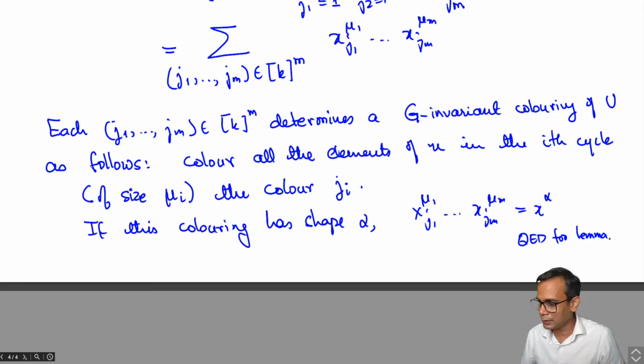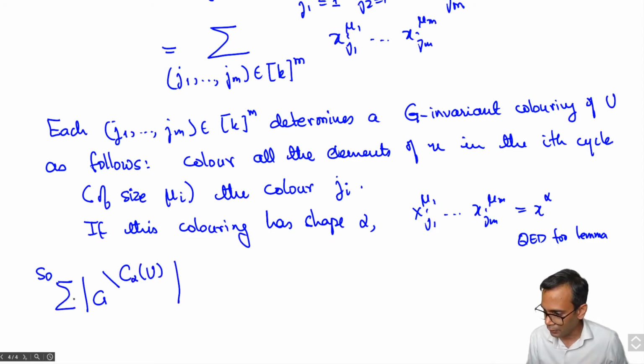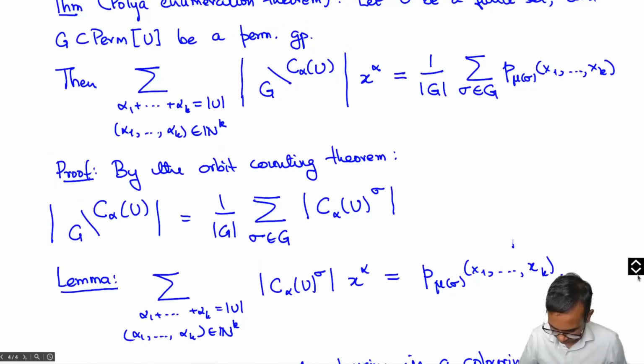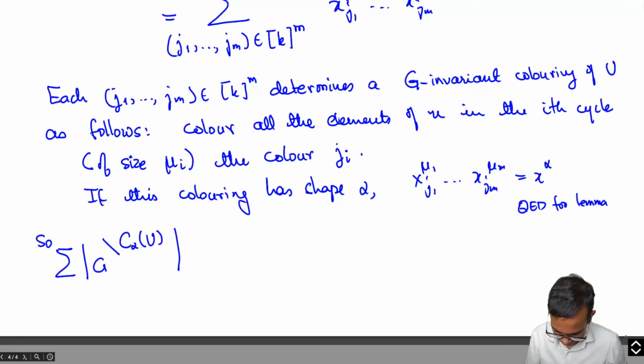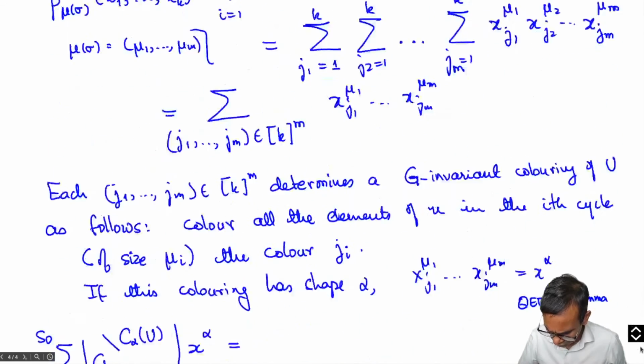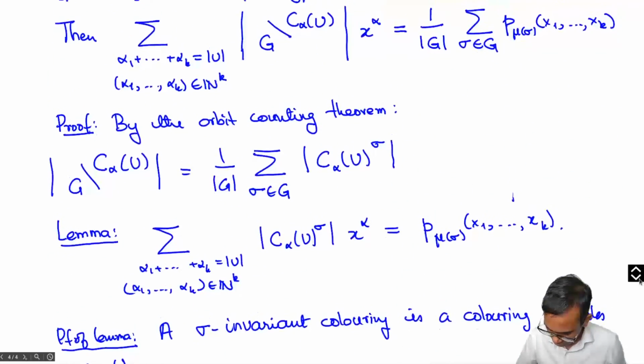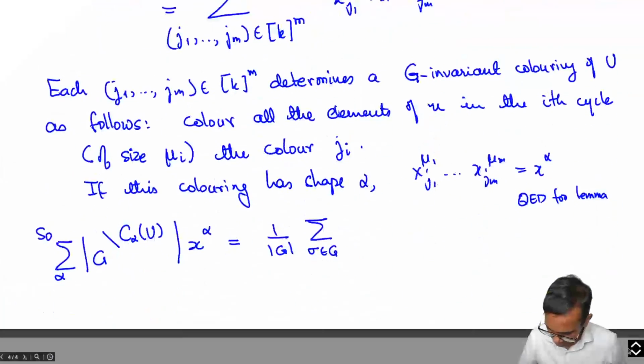And now the Polya enumeration theorem is easy. What we get is the sum over alpha of the number of orbits C alpha of G acting on colorings of U, times x to the power alpha, is equal to, and so we've already seen that it is 1 over |G| summation sigma in G C alpha of sigma. So there's a double summation here.